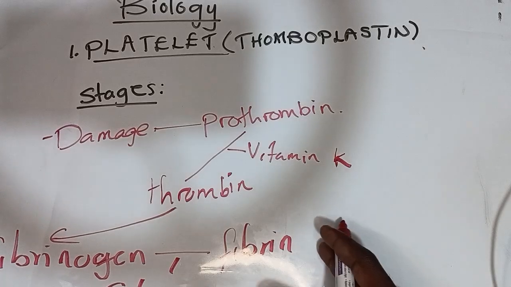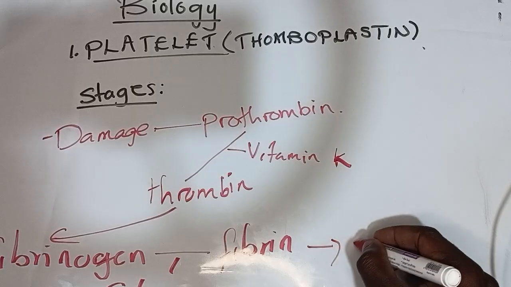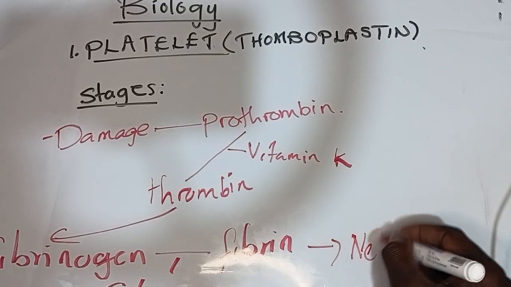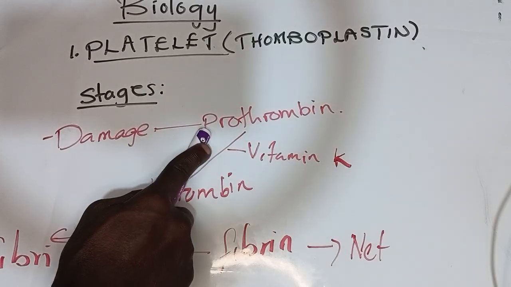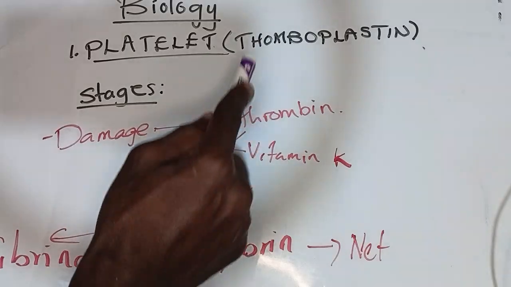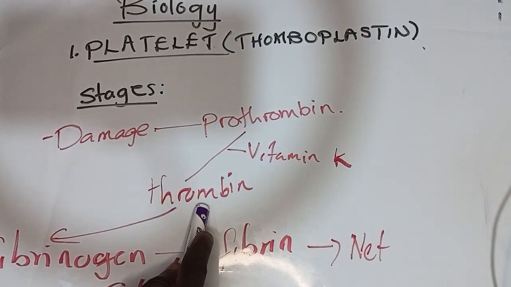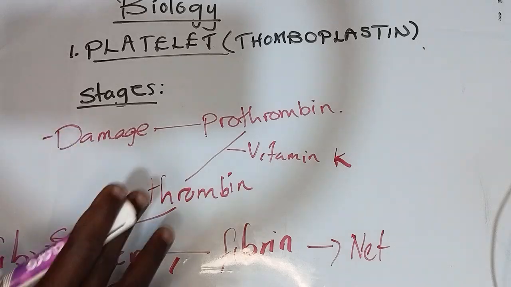Then the wound forms a mesh, or rather a net. So if you are told to list the stages of the platelet, you are just going to list the thromboplastin, the prothrombin, the thrombin, the fibrinogen, and also the fibrin. If you are told to list, these are the things you are going to list.